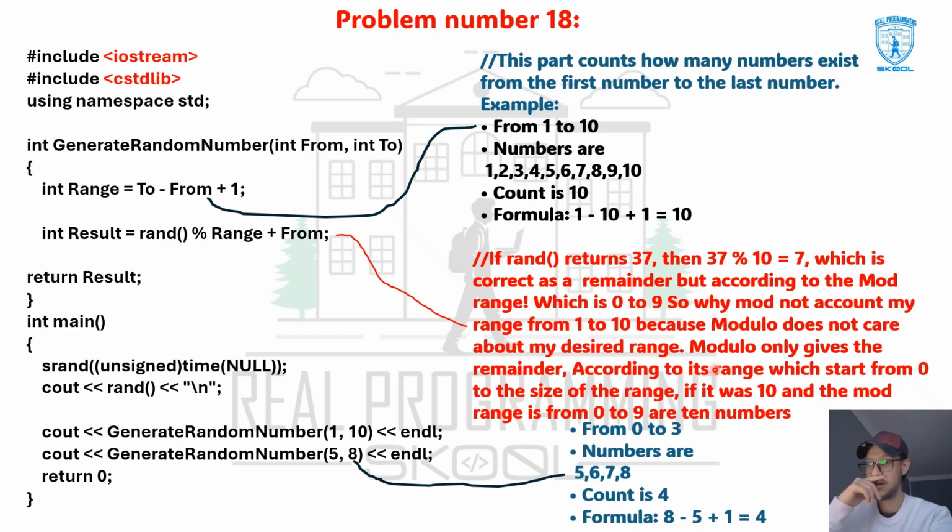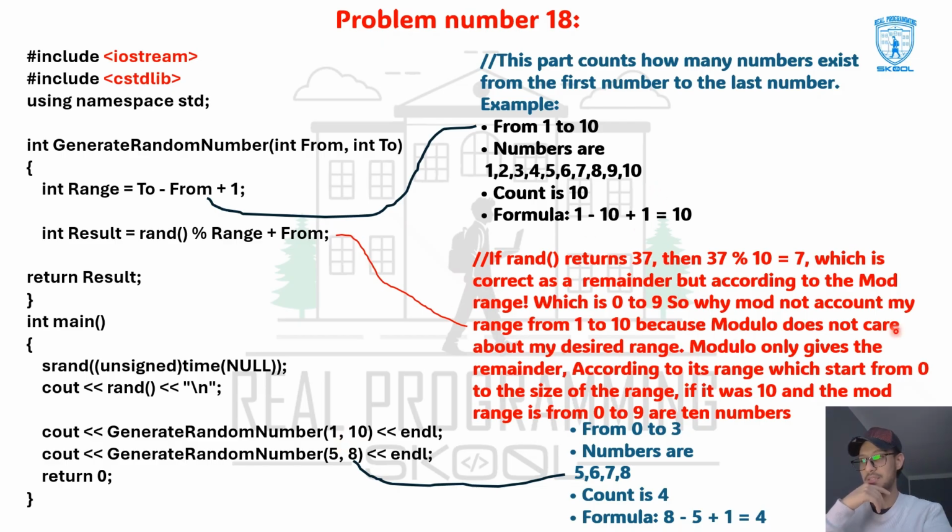It's a rule in math. Modulo only gives the remainder according to its range, the modulo range, which starts from 0 to the size of the range. The size of the range is 10 numbers. As we counted in the beginning, we asked how many numbers I have between 1 and 10. It told me I have 10 numbers, and that's correct.